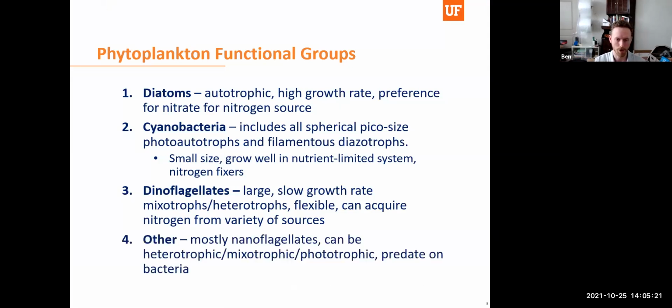And then our catch-all group, which we made the other group, which was mostly nanoflagellates. And these are similar to dinoflagellates, and it's not necessarily a grouping of a trophic mode because they're just really difficult to look at under the microscope. So they can have trophic modes of heterotrophy, mixotrophy, phototrophy, and they can eat bacteria. But as a group, it's more a function of necessity.